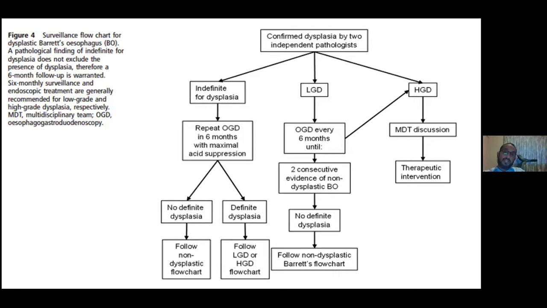For low grade dysplasia, endoscopy every 6 months until two consecutive results show evidence of non-dysplastic Barrett esophagus. If there is no definitive dysplasia, then follow the non-dysplastic pathway. In high grade dysplasia, a multidisciplinary team discussion should occur and therapeutic interventions will be discussed.